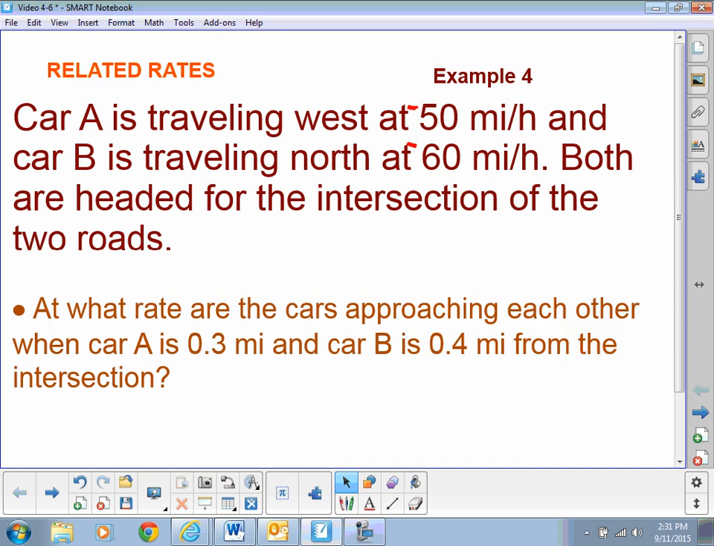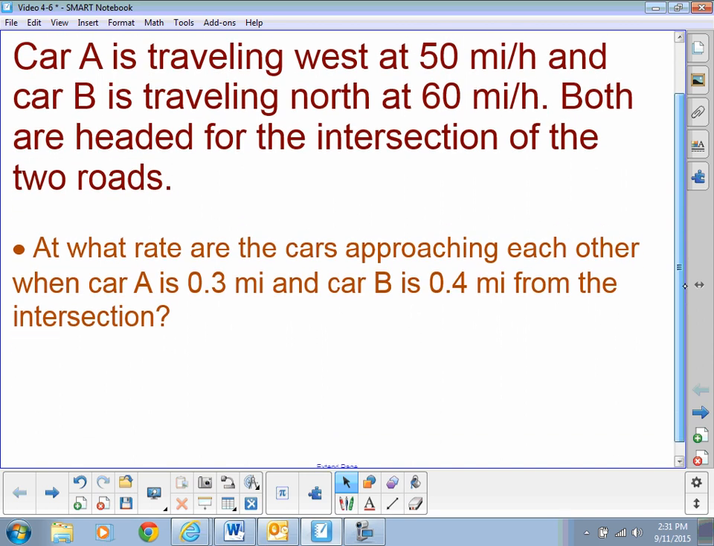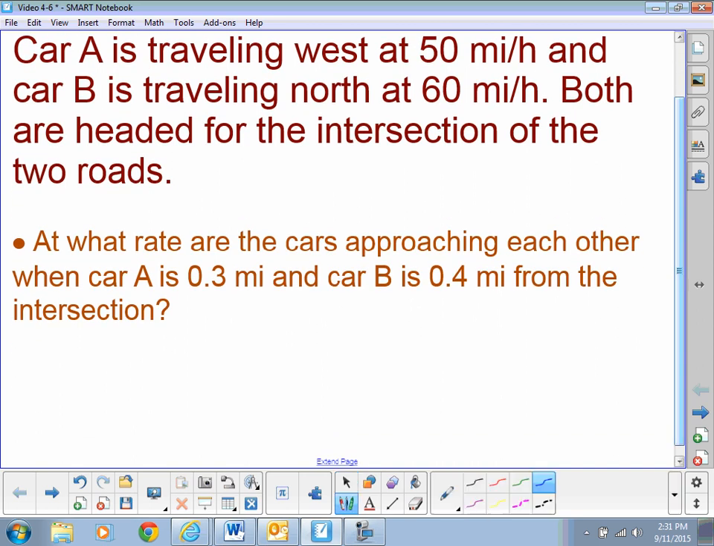All right, so we're looking at some related rates problems. We've got car A traveling west at 50 miles per hour, and car B traveling north at 60 miles per hour. Both are headed for the intersection of the two roads. So let's draw a little picture.